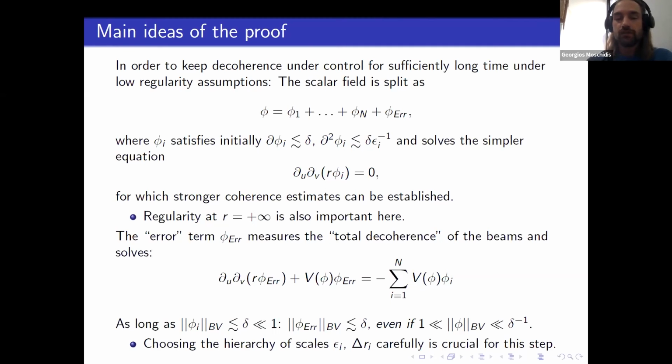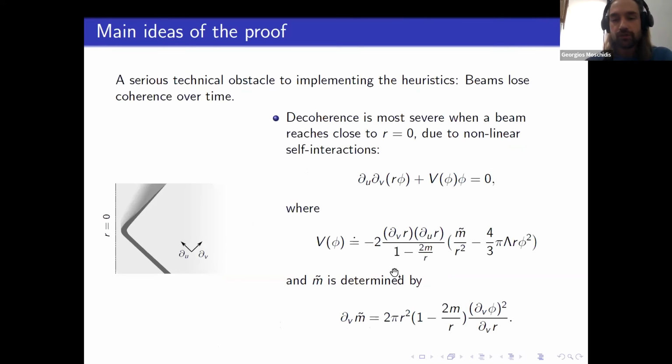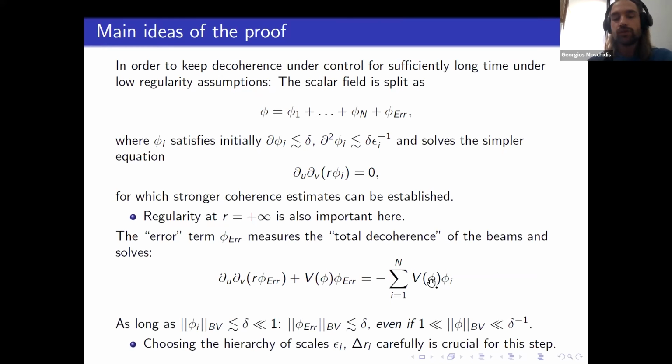Okay, so the crucial thing to do here is to look at the equation satisfied by the error term and try to show that this error term here remains small for very long times. So if we look at the equation for the error term, this looks as follows here. On the left-hand side, we have an equation that morally looks like the equation that we had before. And then on the right-hand side here, we have a forcing term that comes from those beams phi I here, multiplied by some potential. This is the same potential that appeared before in this slide. And the crucial thing here is that this potential contains m over r.